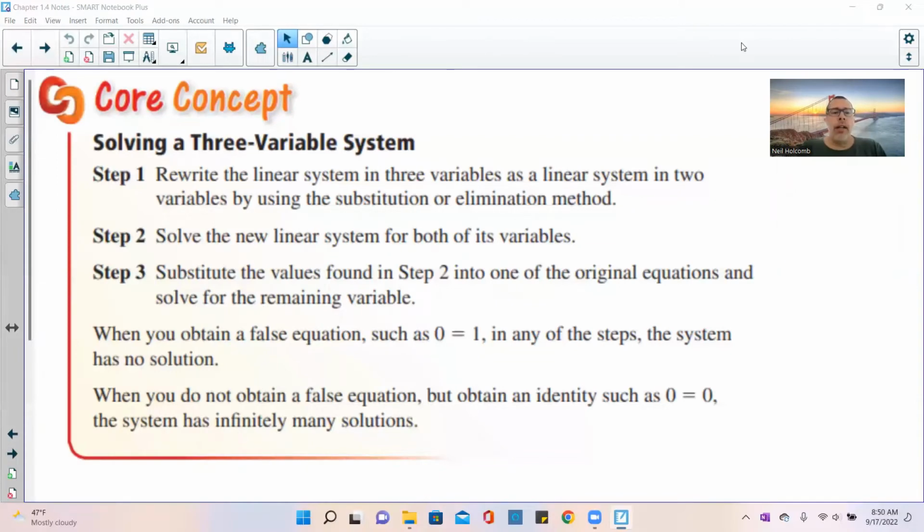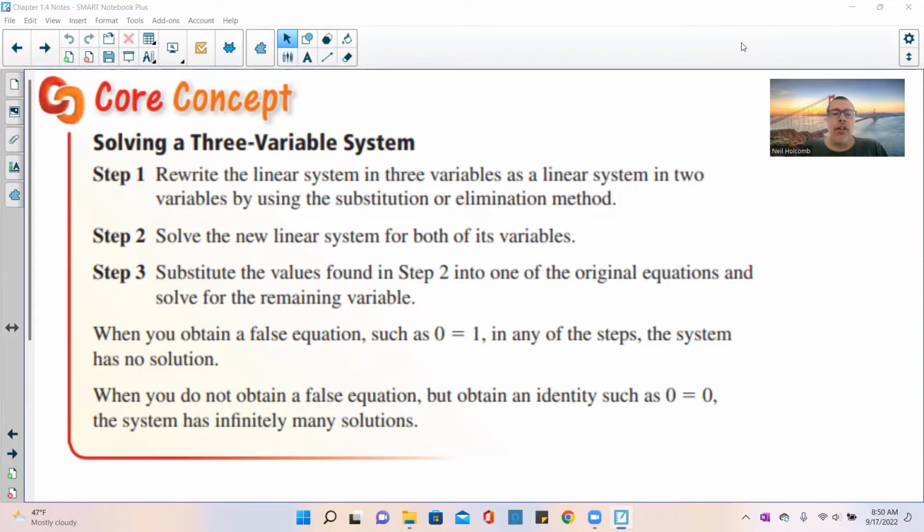Okay, so the core concept in solving a three-variable system is step one, rewrite the linear system in three variables as a linear system in two variables by using the substitution or elimination method. We'll get to that. Step two, solve the new linear system for both of its variables. And then step three is substitute the variables found in step two into one of the original equations to solve for the remaining variable. Sounds like a lot, but it's actually not too difficult.